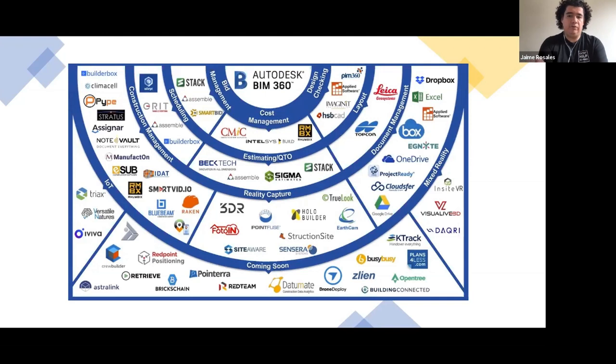There are categories for, let's say, mixed reality, like Insight VR. We have IoT, like Triax. Construction management, like SmartVid. Then we have some stuff for cost management, like CMiC, and so many other ones. These are companies that today have integrated with the platform and also with BIM360 in order to allow their customers or their internal users in the company to be able to access that data and then expand more of it.